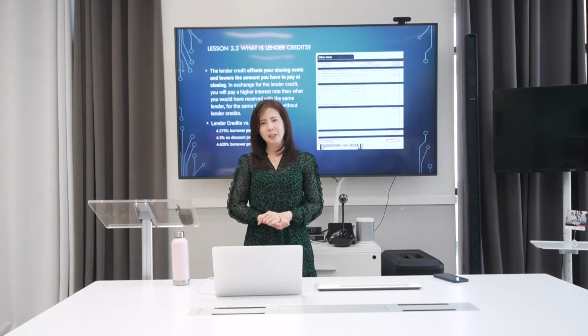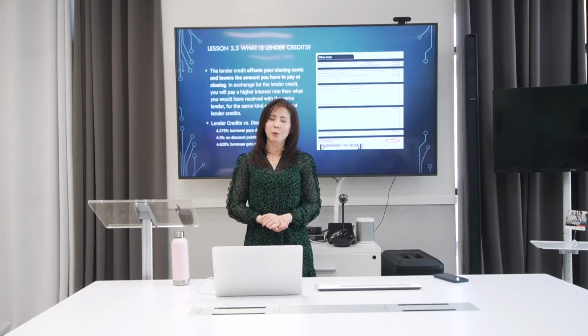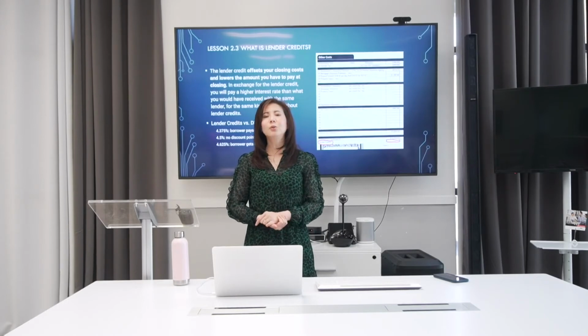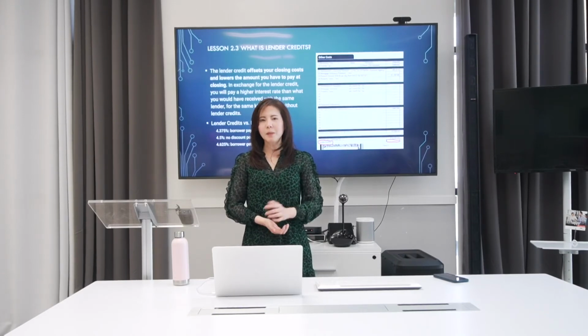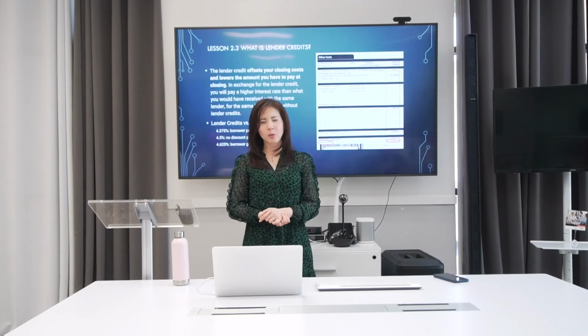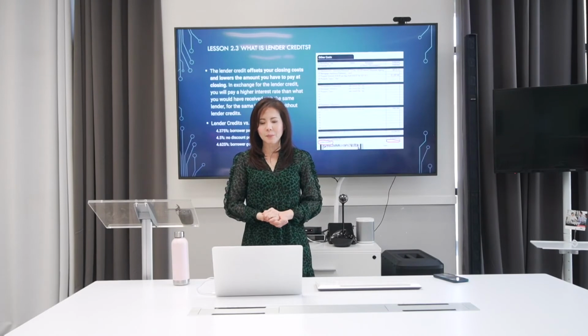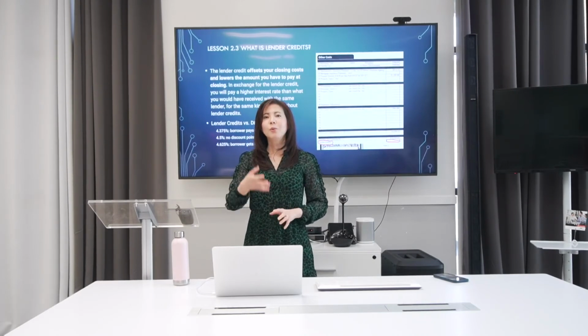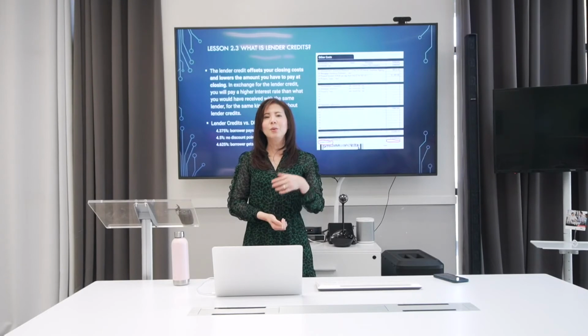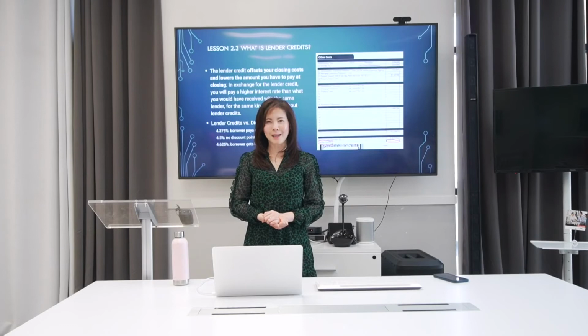So if the client selects the rate of 4.625%, she will get $1,000 in lender credits, and she can use this $1,000 to pay for some of her closing costs. Not all, because it's only $1,000, right? If somebody says, I want a lot of lender credits, like $3,000, then her rate might be 5%. I don't know, just giving you an example. So you get lender credits when you accept the higher interest rate. And when you don't want a higher rate, you never get lender credits.